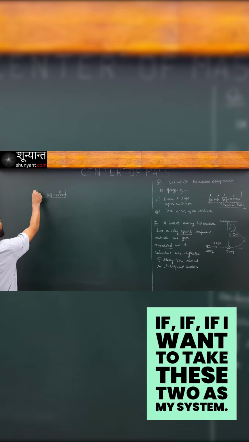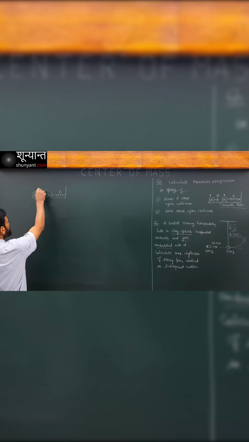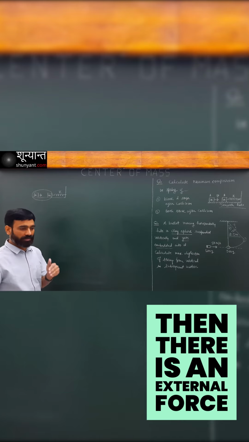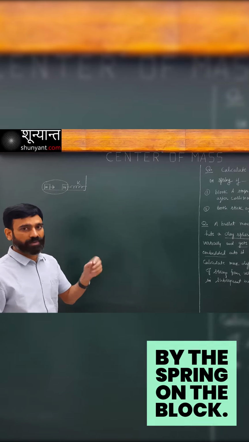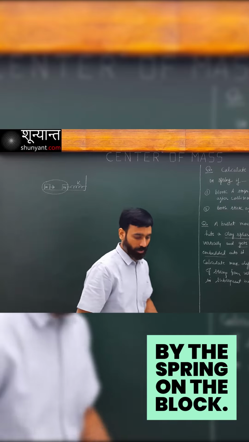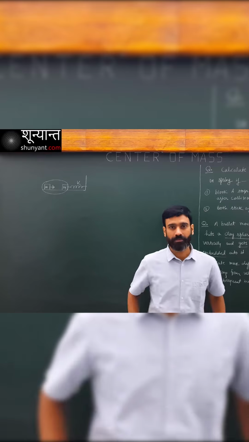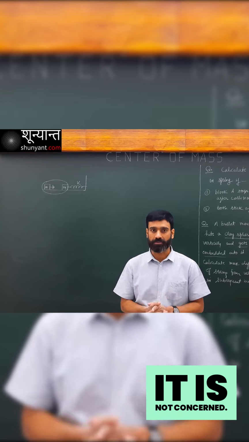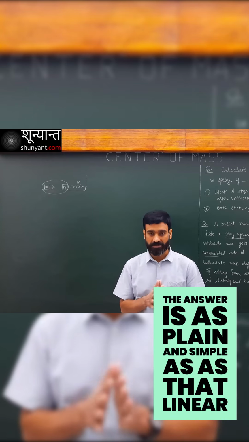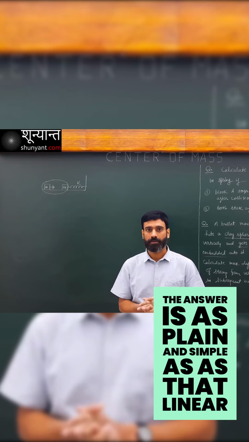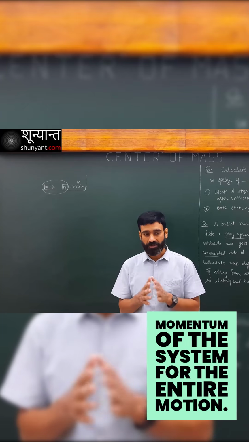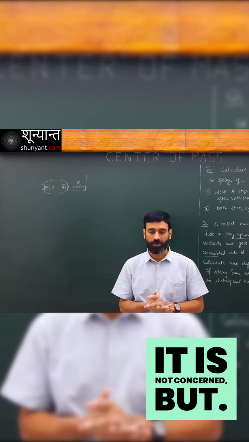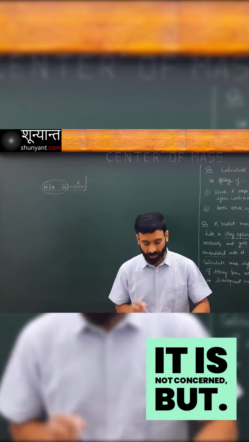If I want to take these two as my system, then there is an external force by the spring on the block. So is linear momentum of the system conserved? It is not conserved. The answer is as plain and simple as that. Linear momentum of the system for the entire motion is not conserved. Okay.